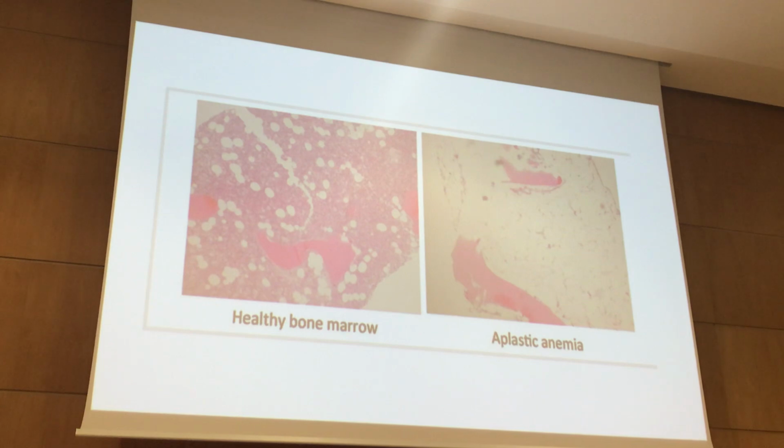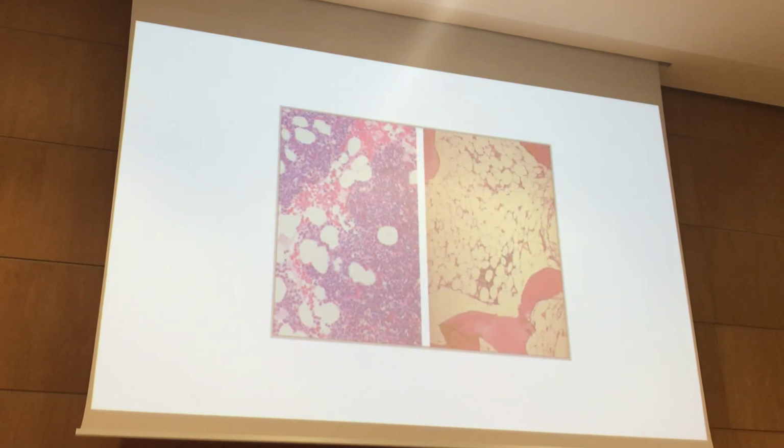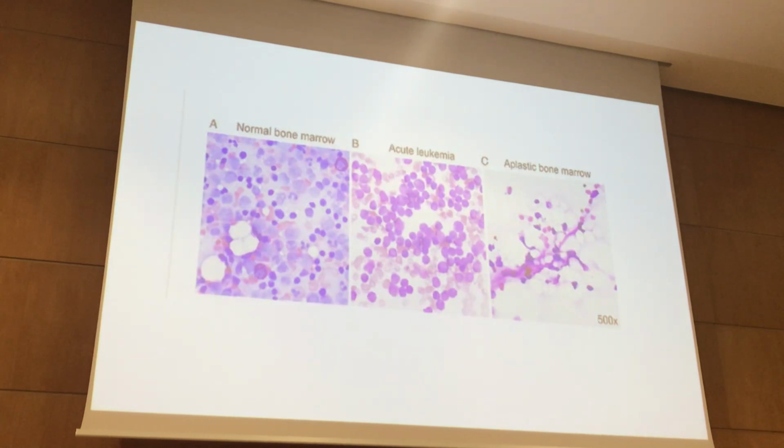And coming to bone marrow, on the left-hand side, you see the healthy bone marrow, full with cellular elements. But on the right-hand side, there are almost no cellular elements. Usually it is mostly lipid vacuoles. Here again, on the left-hand side, a normal bone marrow. On the right-hand side, there is an aplastic bone marrow. Again, on the left-hand side, there is normal bone marrow. And here, you see the variability of the cellular elements.